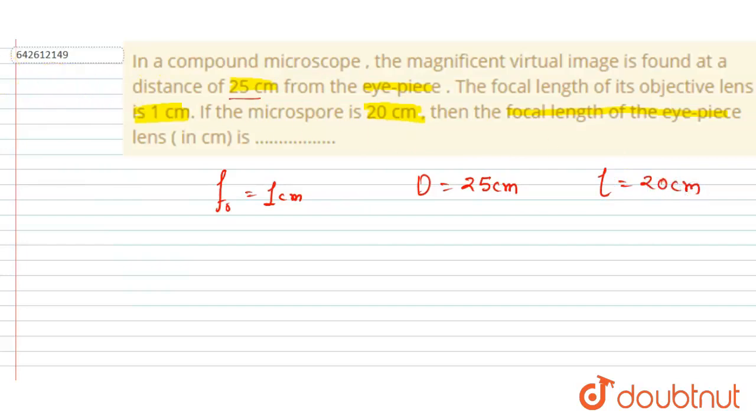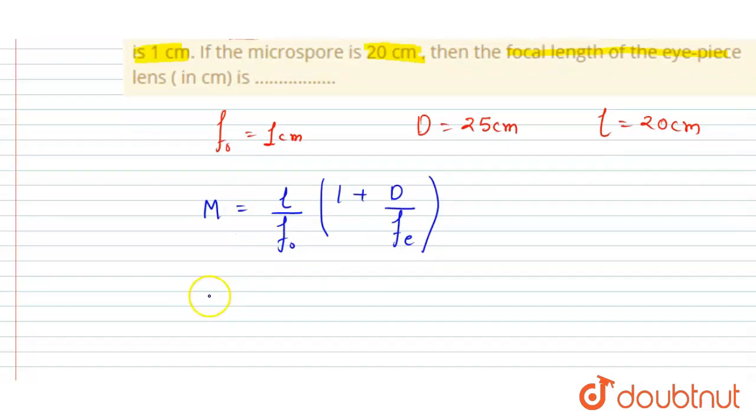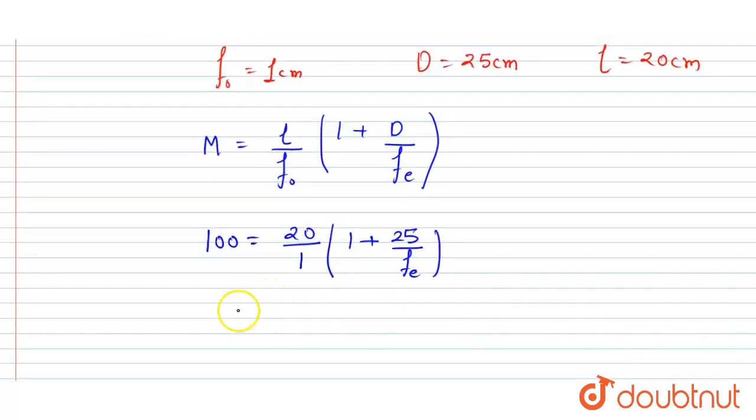So if I write here the formula, the magnification is equal to L upon focal length of the objective into 1 plus distance of the image upon focal length of the eyepiece. Magnification is equal to length, that is 20, and focal length of objective is 1, plus D is 25 by f_e. So if you see here, this will become 5 is equal to 1 plus 25 by this.